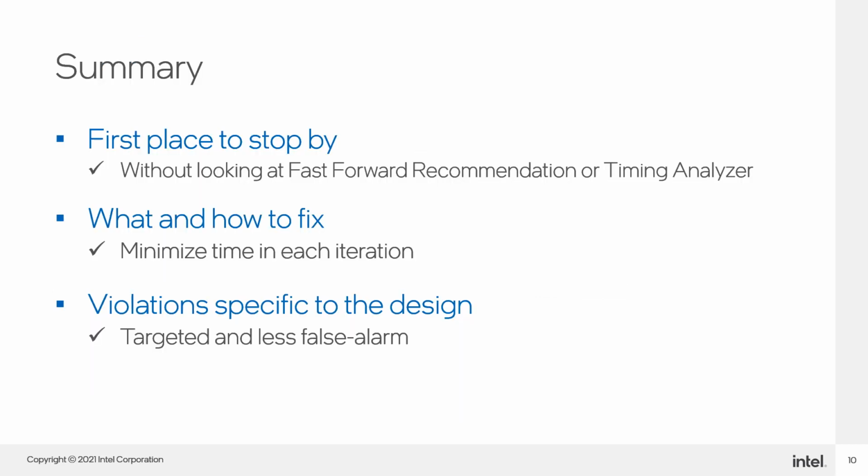To wrap up, let's summarize what we have learned in this video. With the introduction of timing closure related rules, you can first look at the Design Assistant reports without opening other tools such as the fast forward recommendation reports or the timing analyzer. The Design Assistant reports will let you know what and how to fix, saving you time and effort needed for design closure. Finally, since these reported violations are specific to your design, you can be sure that they are relevant and hence have fewer false alarms.